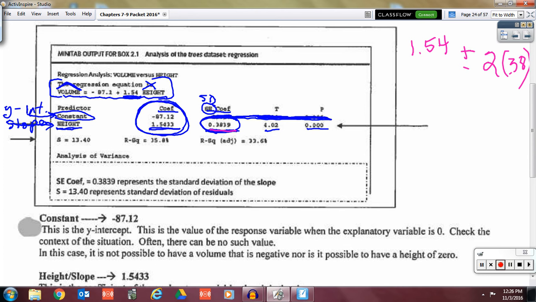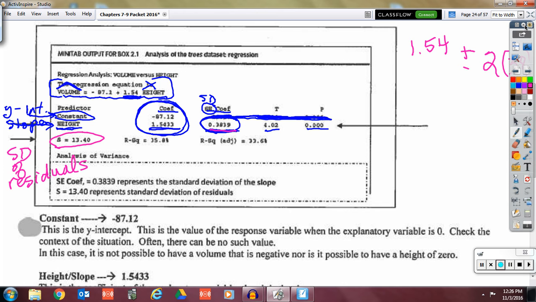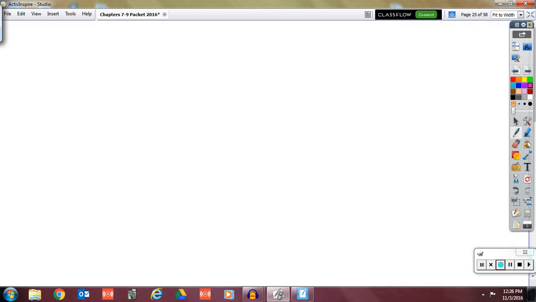All right, moving on. This next line, this S here, is the standard deviation of the residuals. That's the other thing that you need to know, and you need to know the words and phrases for how to interpret it. So let me draw you a picture of that. It said it was 13.4, so I'm going to draw a picture of a residual plot.